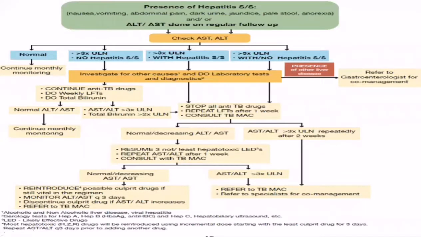So how are we going to reintroduce our anti-TB drugs? So you introduce anti-TB drugs once liver enzymes return to baseline. Anti-TB drugs should be reintroduced in serial fashion by adding a new medicine every 3 to 4 days. The least hepatotoxic drug should be added first, while monitoring liver function tests after each new exposure.